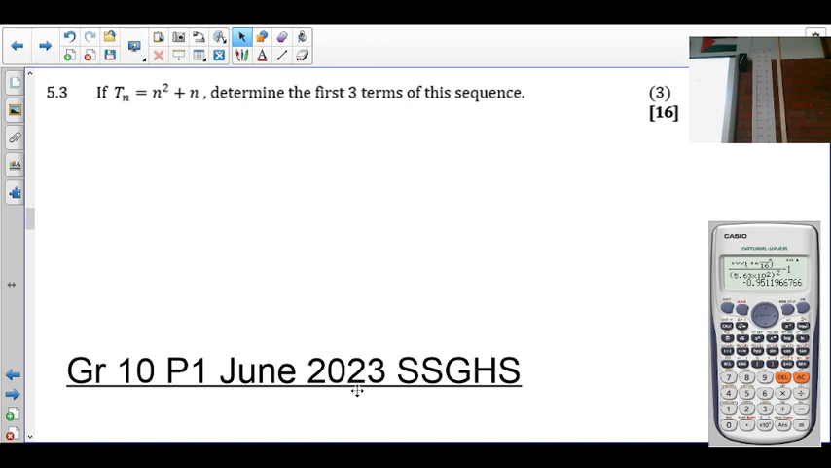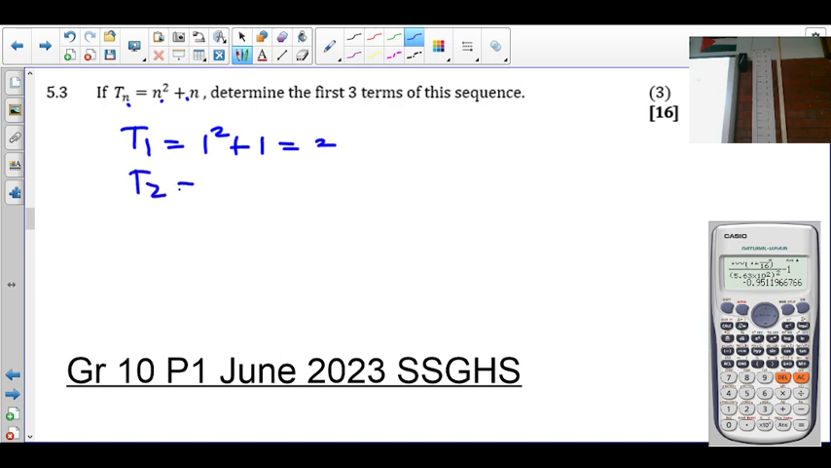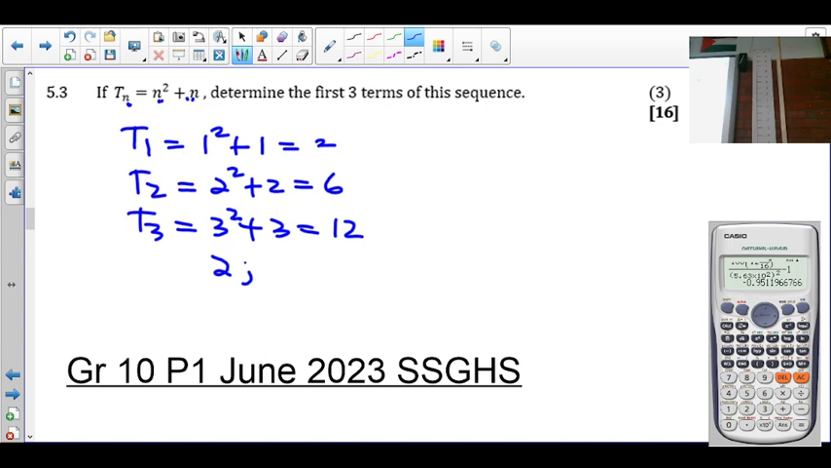So the first three terms, of course, is going to be term 1. If I see an n, I put a 1. So it's 1 squared plus 1. 1 squared is 1 plus 1 is 2. For term 2, if I see an n, I put a 2. So it's 2 squared plus 2. 2 squared is 4 plus 2 is 6. Term 3. So it's going to be 3 squared plus 3. So 9 plus 3, it'll be 12. So the first three terms are 2, 6 and 12. We got the first three terms of the sequence.